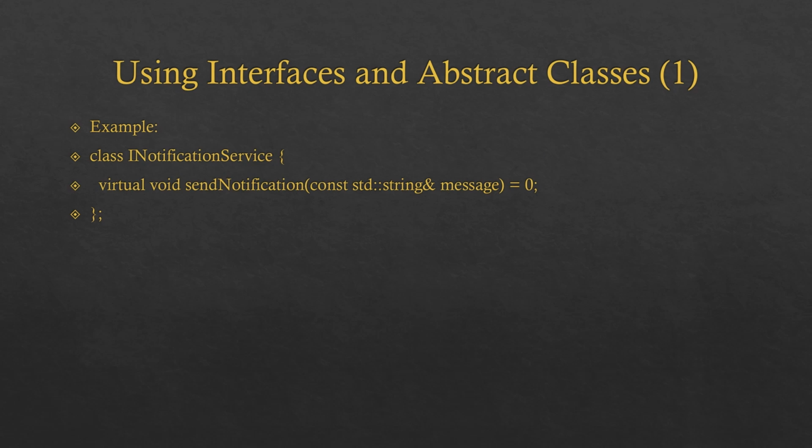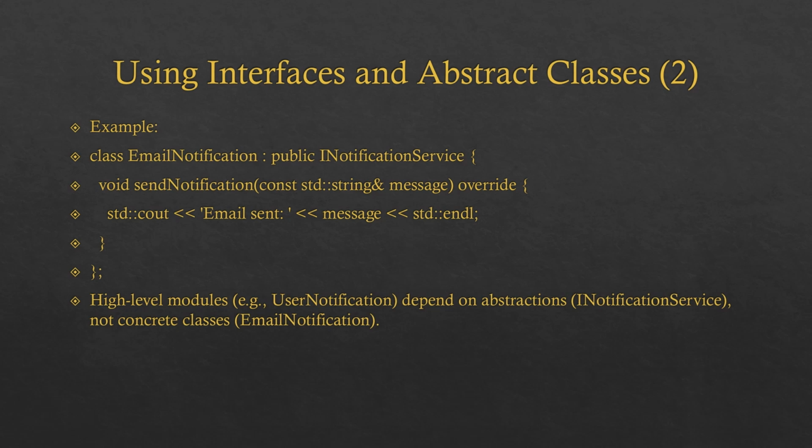Here's an example of using interfaces in C++. We define an interface, INotificationService, with a method for sending notifications. Notice that high-level modules will depend on this interface, not on any specific implementation such as email notification. As we implement the email notification class, it adheres to the INotificationService interface. This ensures that high-level modules can interact with any notification method without needing to know the specifics, following DIP's principles of abstraction.